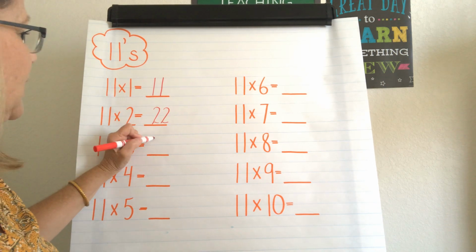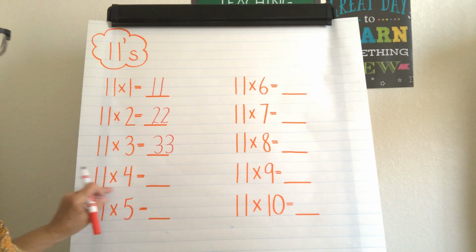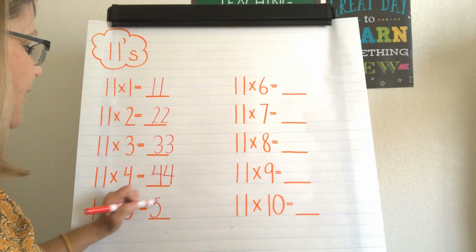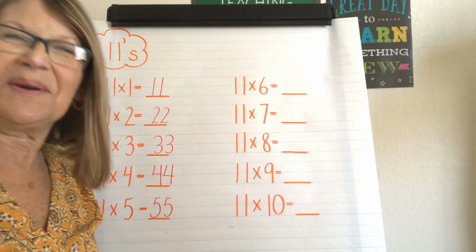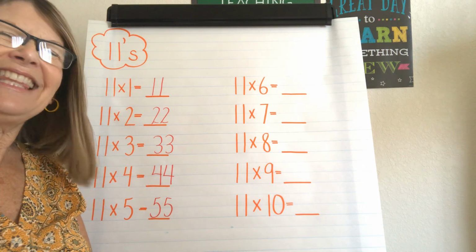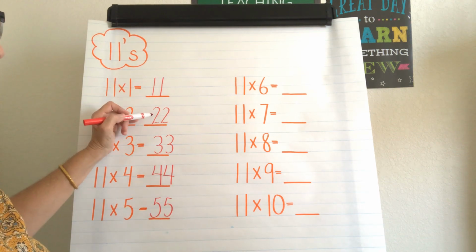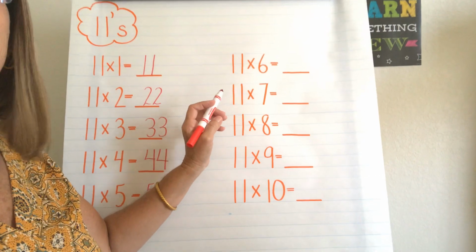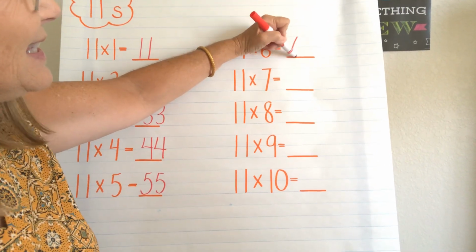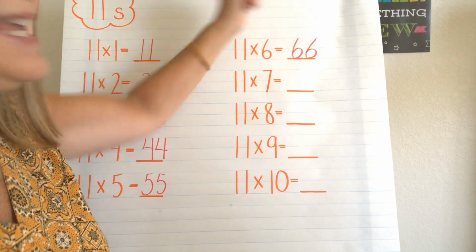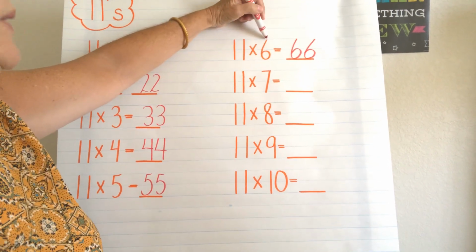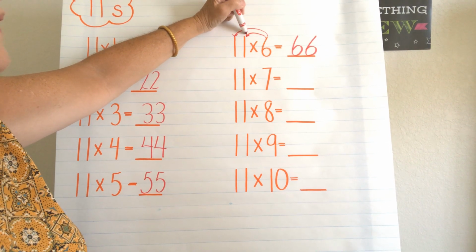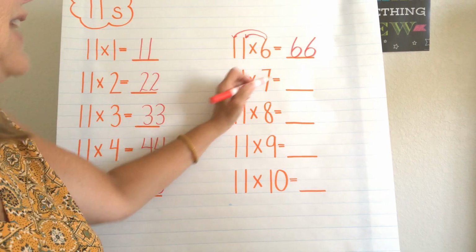I know that 11 times 3 is 33, 11 times 4 is 44, 11 times 5 is 55. Do you notice a pattern? Say these answers with me: 11, 22, 33, 44, 55. What do you think 11 times 6 is? 66. The reasoning behind it is we would say 11 times 10 plus 11 times 1. So it's 66.